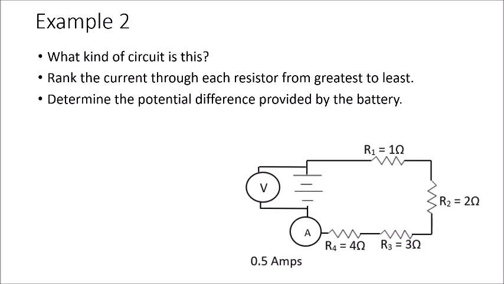For problem number 2, what kind of circuit is this? Rank the current through each resistor from greatest to least, and determine the potential difference provided by the battery. Pause the video and try to work through this yourself as far as you can, and then if you get stuck or you want to check your answer, start the video up again and then pause it when you need to.